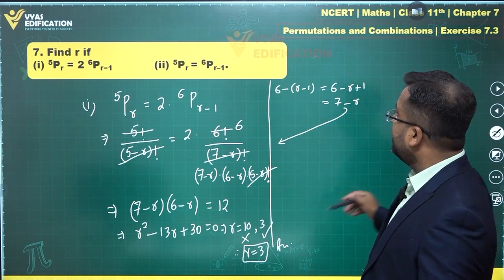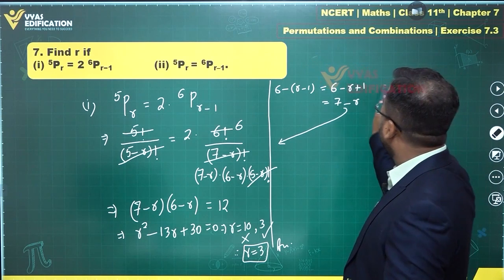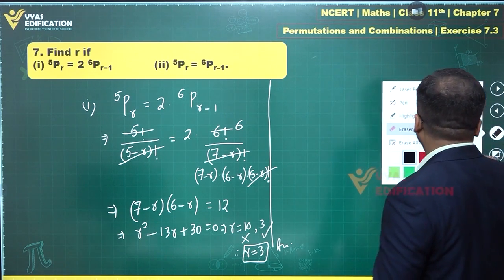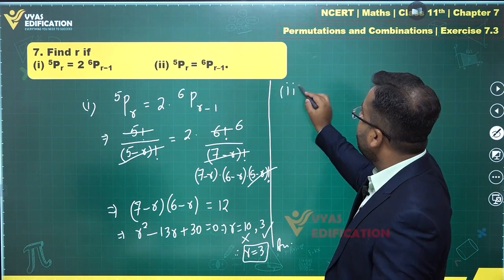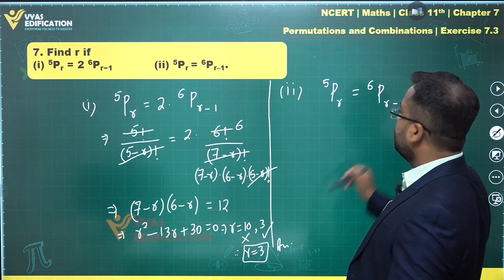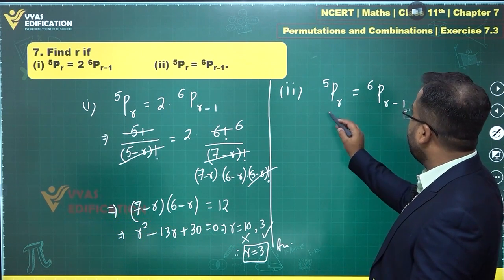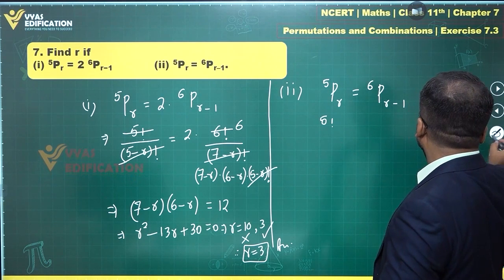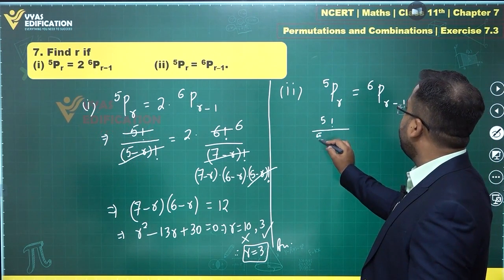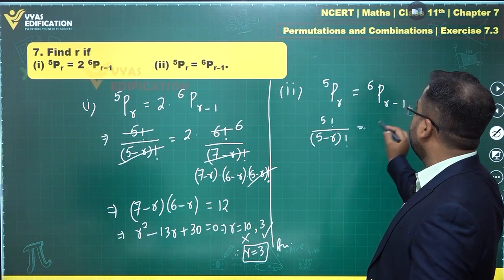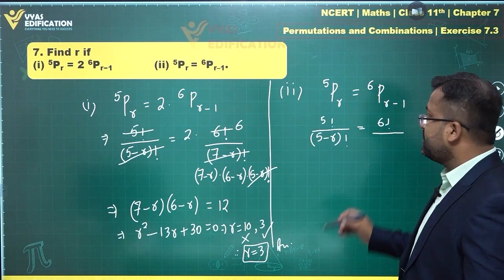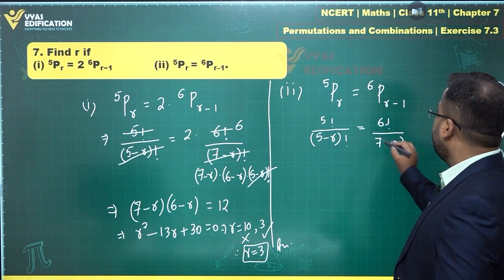Okay, what about the next part? Let's solve the next part after this. Over here, this is done, right? We are done with this one. Let's solve the second part over here. We have 5pr is equal to 6p(r minus 1). Now in this one, we'll have 5 factorial over 5 minus r factorial is equal to 6 factorial over, again, 6 minus r, and minus of minus 1 will become plus 1. So this becomes 7 minus r factorial.